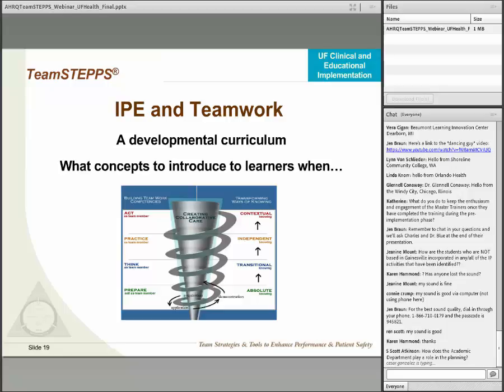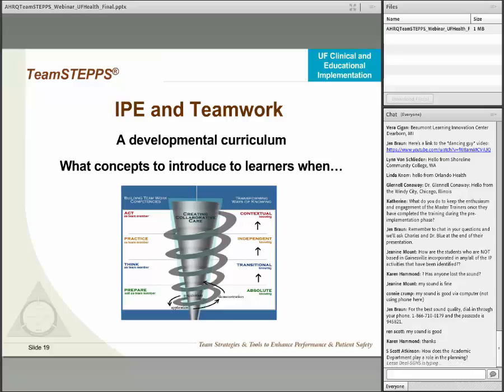Certainly we could try to send a few faculty to a training, you know, to one of the TeamSTEPPS sites, but to consider that. And I thought, that's a good idea. I could probably round up 15 to 20 people for a master training session. We can find some master trainers.